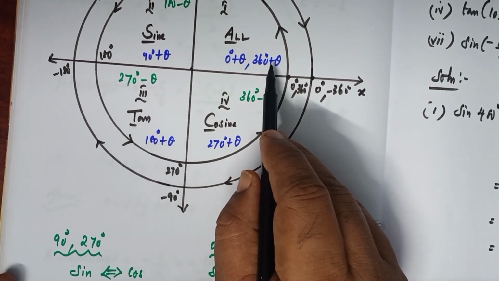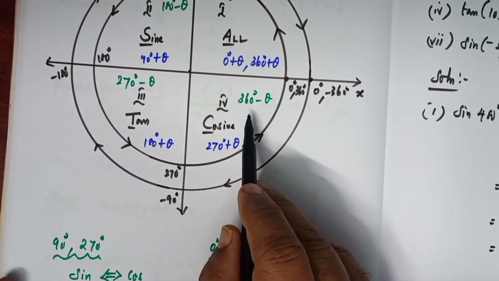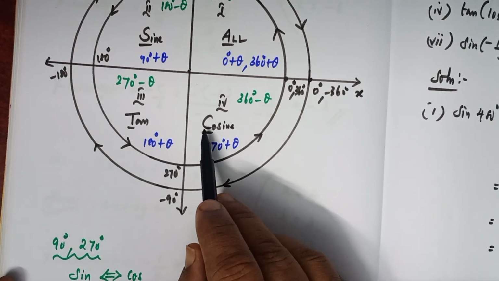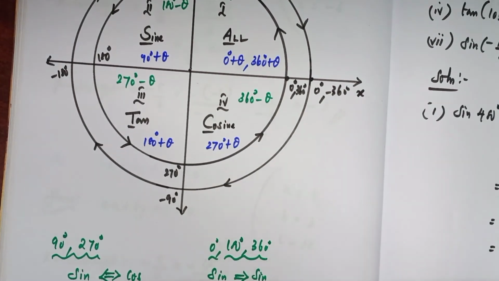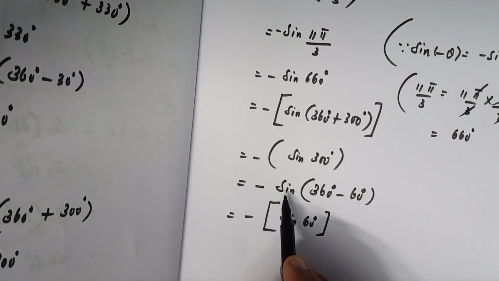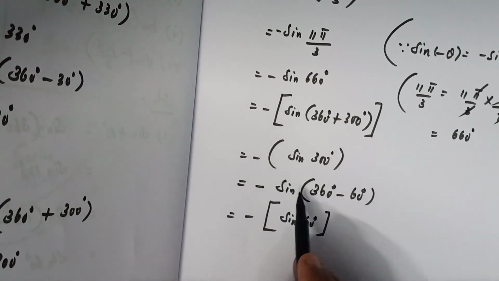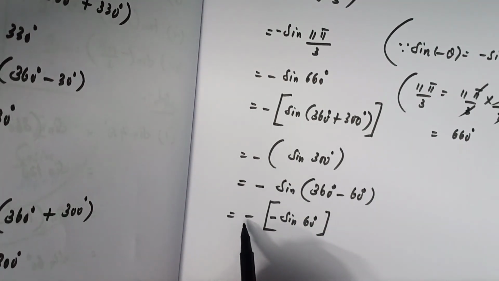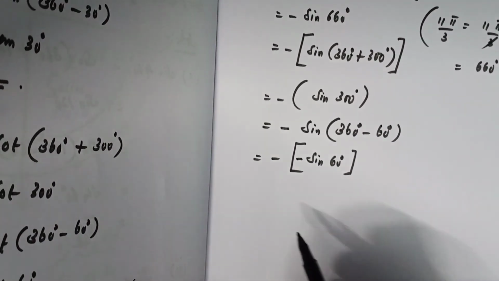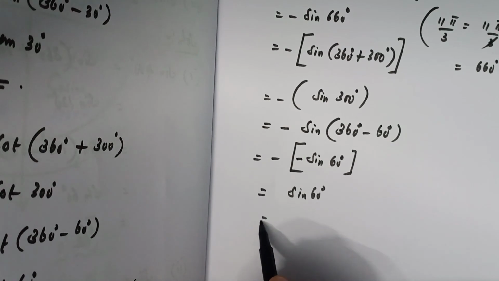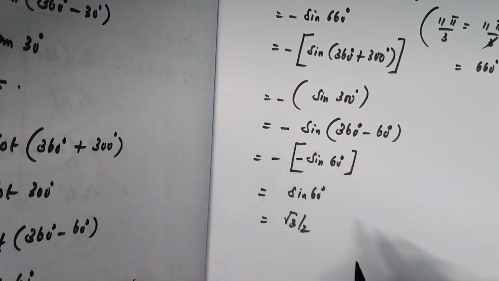360 plus is in the first quadrant, 360 minus is in the fourth quadrant. In the fourth quadrant, cos and its reciprocal secant only are positive. We can verify. Which one is outside the bracket? We have sine. Therefore, it is negative. So introduce a minus. Already we have one minus outside the bracket. Minus into minus gives plus sine 60. Sine 60 value is root 3 by 2.